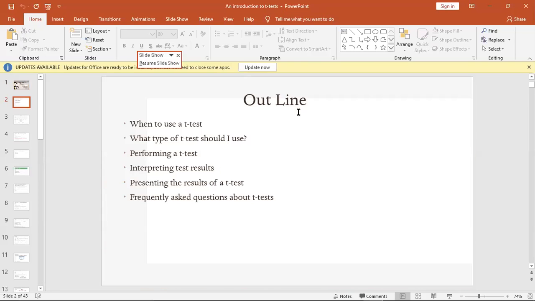So, introduction to t-test. This is my outline. I will explain when to use the t-test, what types of t-test you should use, how to perform t-test, how to interpret results, how to present your results, and what are the common questions that we go through when you are running t-test, right?